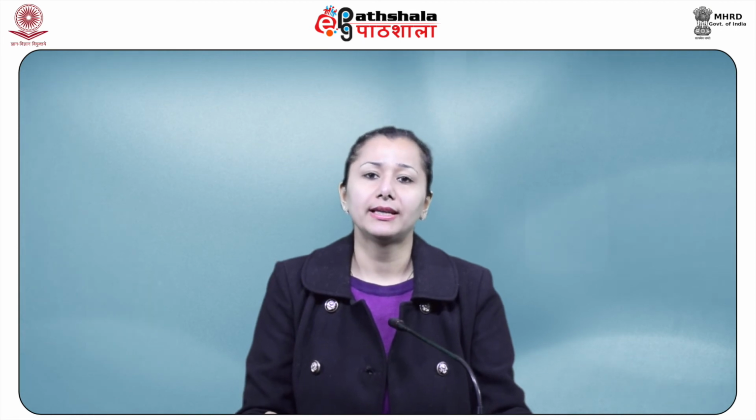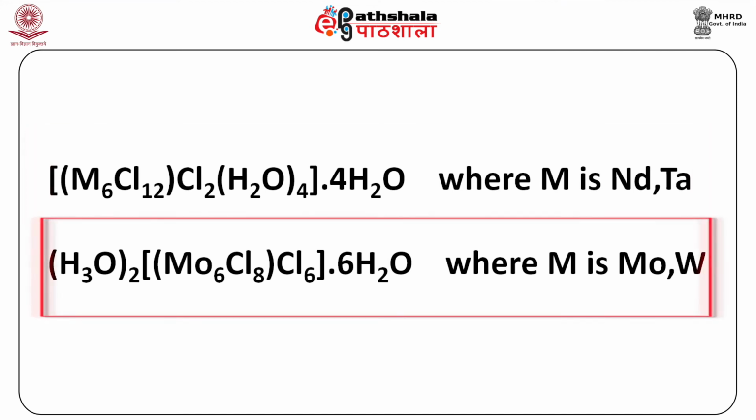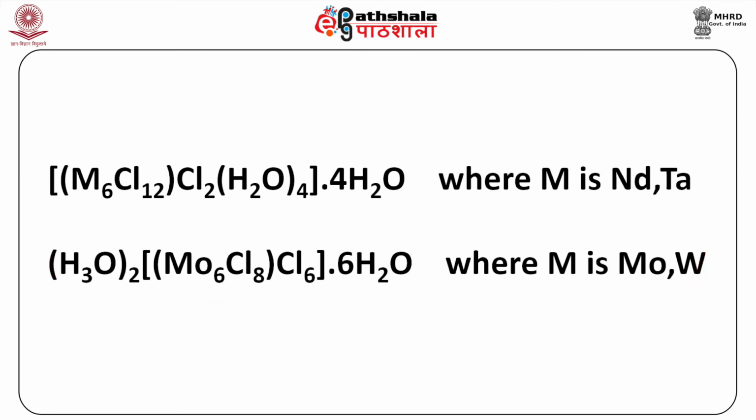Isomerization of 1-hexene to 2-hexene. A variety of halide metal clusters of the general formula M6Cl12Cl2(H2O)4·4H2O, where M is niobium or tantalum, and (H3O)2Mo6Cl8Cl6·6H2O, where M is molybdenum or tungsten, have been applied as catalysts for isomerization and slight hydrogenation of olefinic double bonds in the presence of a stream of hydrogen gas at elevated temperatures.